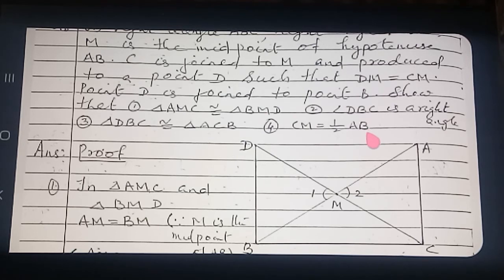Now, what you want to prove? CM is equal to half AB. From this one, this we already proved. From that you will get DC and AB are equal. But what about DC? DC, you see here, DC is this one. DC is same as 2CM. For example, already you studied that M is the midpoint. Suppose for example this is 3 cm and this CM also 3 cm. Then what will be total DC? 6 cm. Therefore what you can say? This DC is equal to 2 times CM.